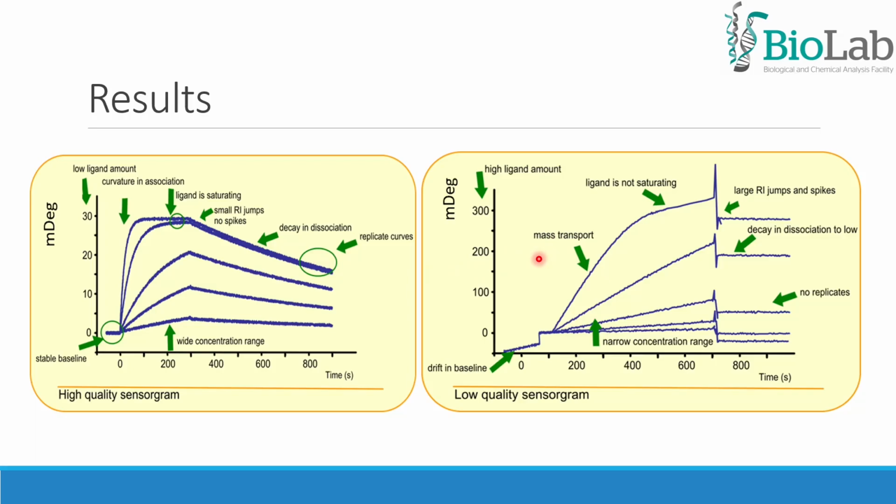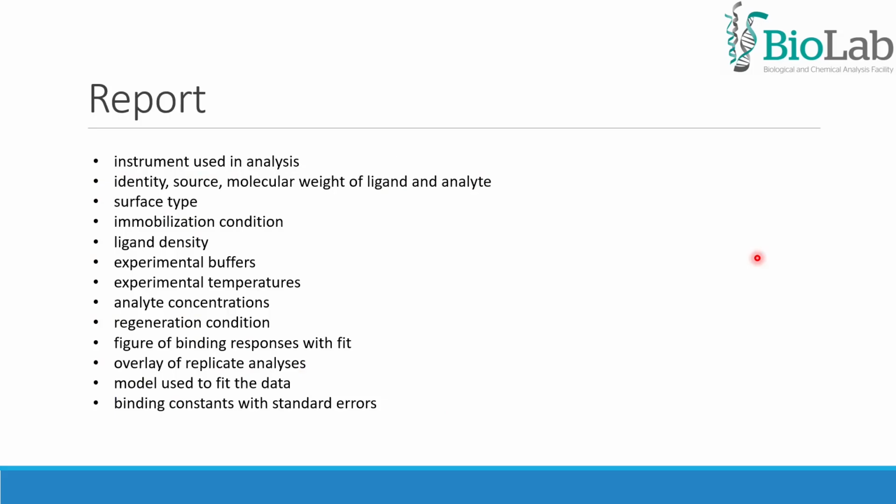In the low quality one, we can see that there is a drift in the baseline, spikes. The ligand is not saturating, and there's a narrow concentration range. Also, there are no replicate curves, and the decay is low. In the end, after analysis, when you are writing your paper, ideally you should mention all of these items.